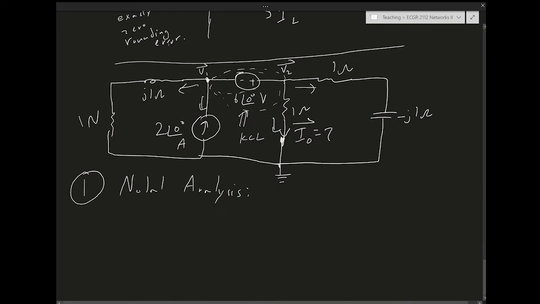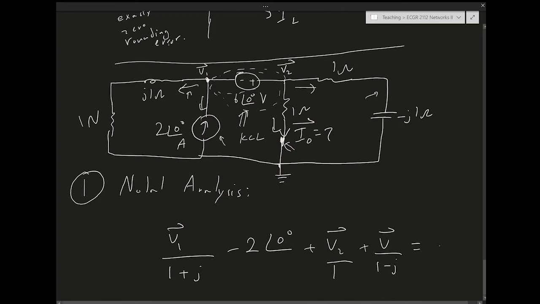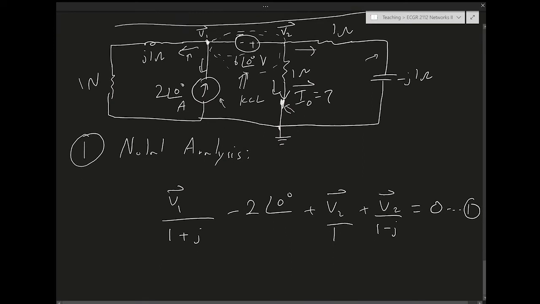So what are all the currents coming out of the supernode? Well, first we have this, right? So it's V1 over 1 plus j. Then we have this current, which is minus 2 angle 0 degrees. We have this, which is plus V2 over 1 ohm. Then we have this current, which is plus V2 over 1 minus j equals 0. This is equation 1.